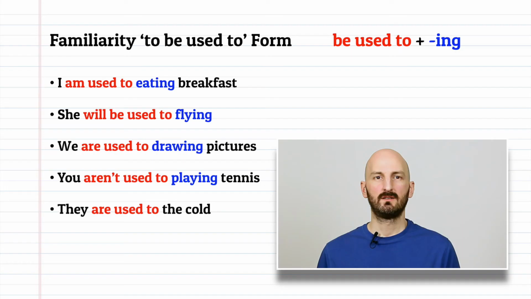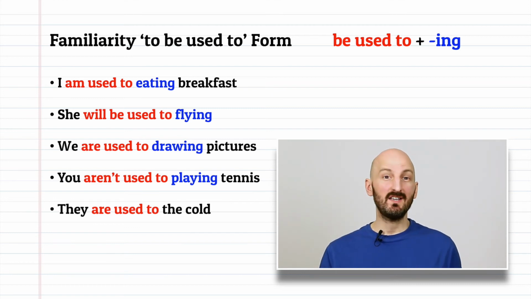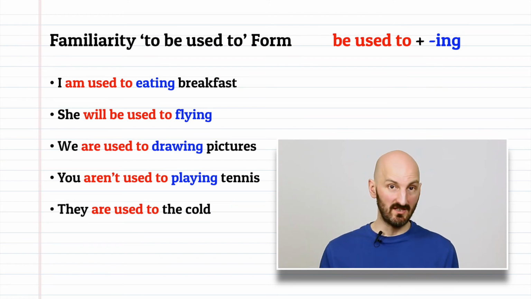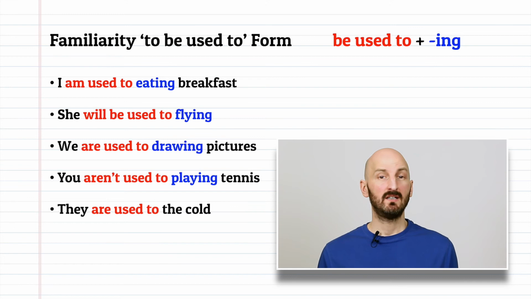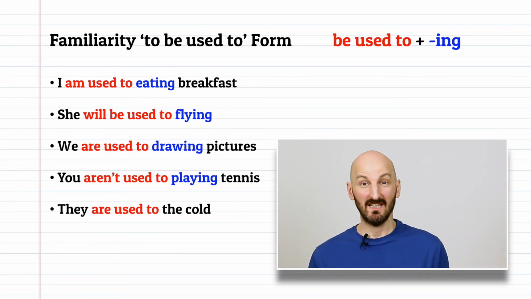And lastly, for familiarity, we use be used to and get used to. But be careful with these because the forms of be and get change with the subject. Let's have a look. So, in the sentence, I am used to eating chili, I is the subject, am is the present verb form of be, used to shows familiarity, eating is the ing form of to eat, and chili is the object. Notice the verb form following used to is the ing form.